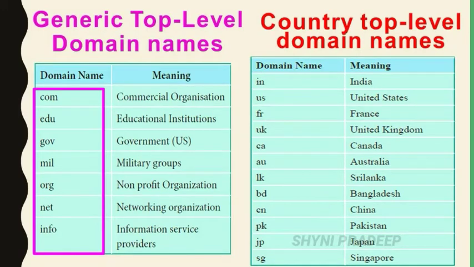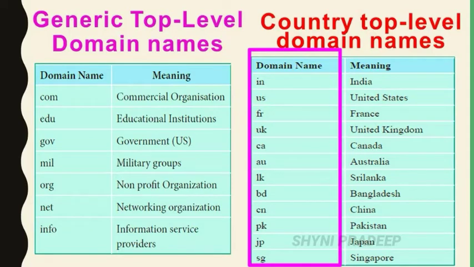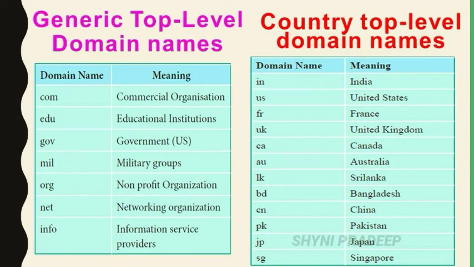Here are the country top level domain names. India is IN, United States US, France FR, United Kingdom UK, Canada CA, Australia AU, Sri Lanka LK, Bangladesh BD, China CN, Pakistan PK, Japan JP, Singapore SG. These are the common domain names of these countries.